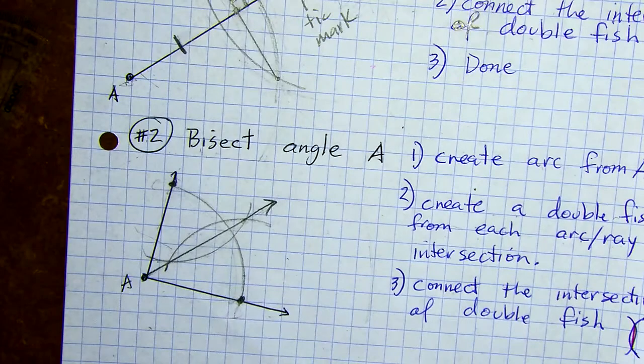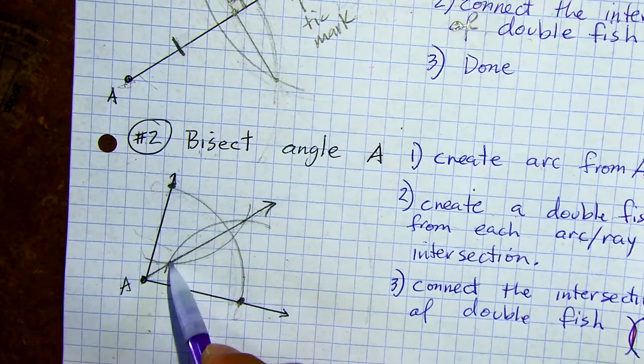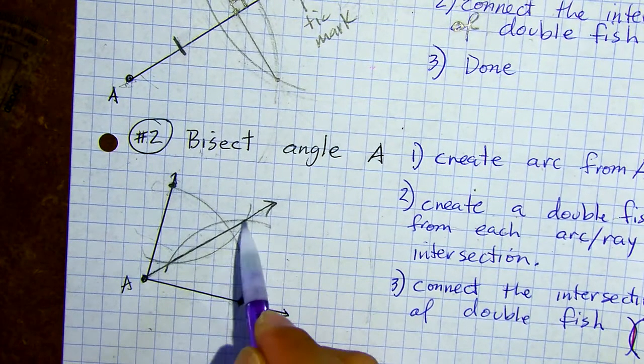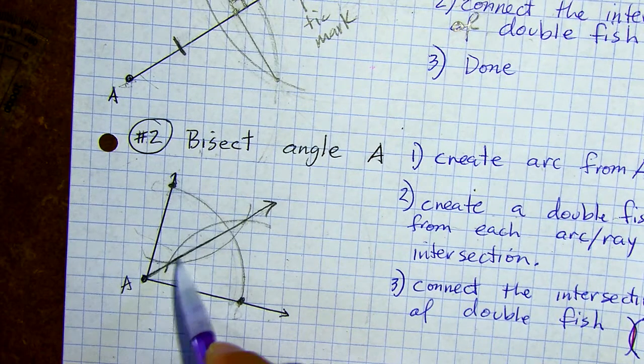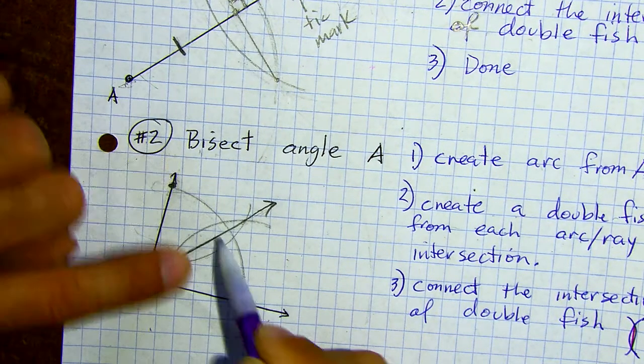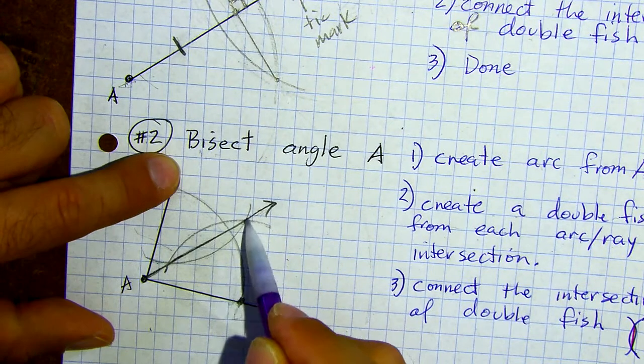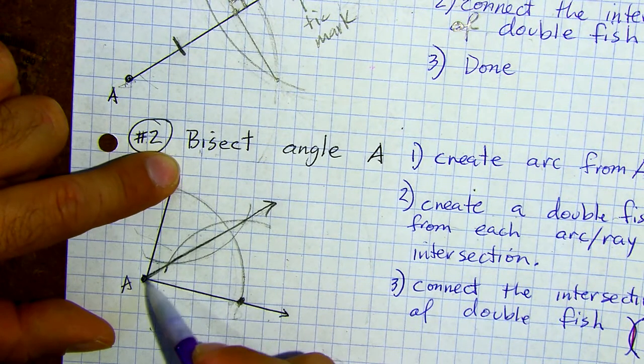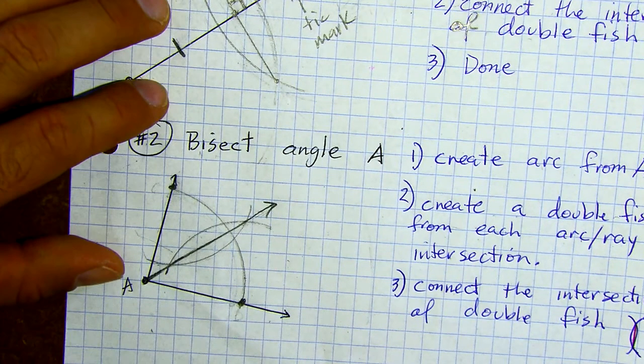You see, the intersection right here is by default going to be aligned and go right at the vertex, just because it is equal distance from each side here. So the overlap directs it directly at the vertex. Oh, that's beautiful.